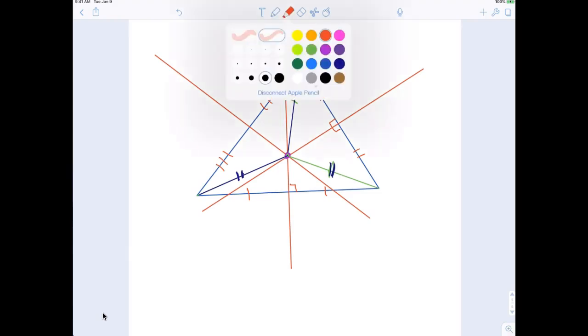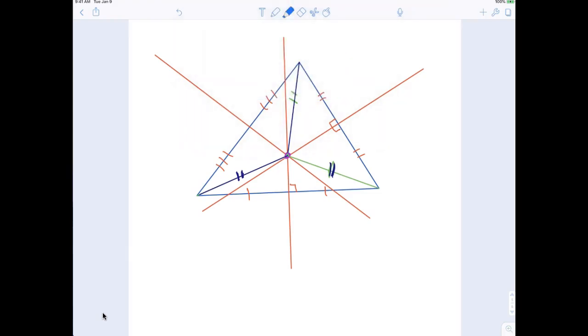right here? Let's see if I can do this. What's true about this line right here, this line right here, and this line right here? They're all congruent. That is exactly correct. Because why? Again, it's where all three perpendicular bisectors intersect.